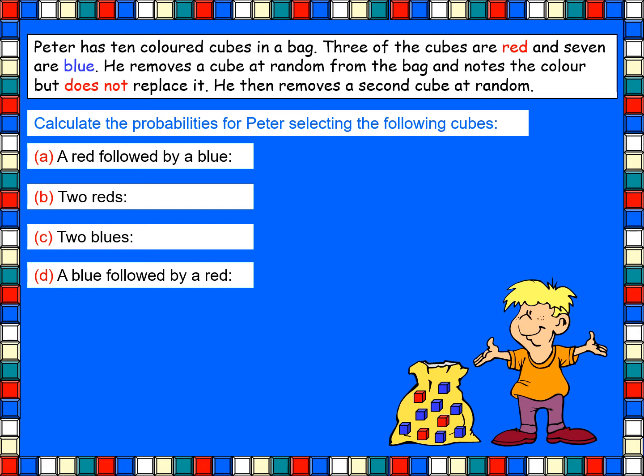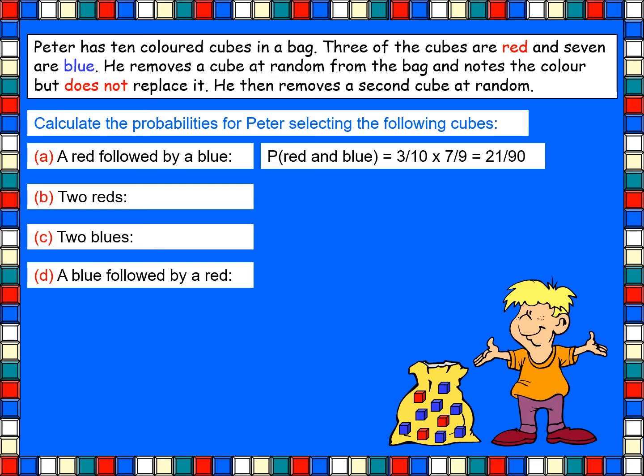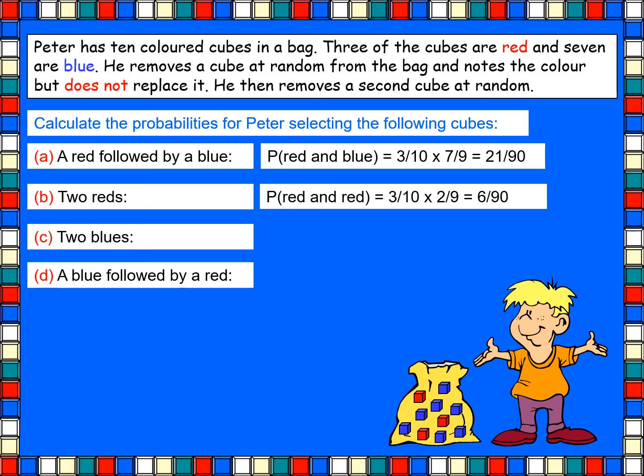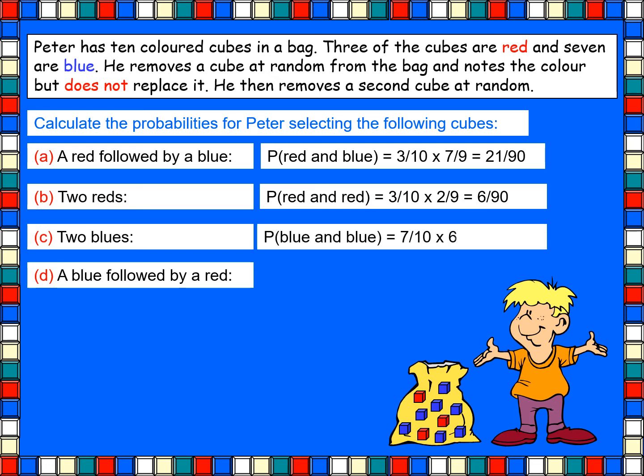And here they are. A red followed by a blue, which is 21 over 90. Again, I haven't simplified this time. It didn't ask me to. It's an exam question. I wasn't asked to, so I haven't simplified. 2 reds. What I will pick up on here, look, is by getting a red, first of all, not only have the amount of cubes gone from 10 to 9, but the amount of reds has gone from 3 to 2. 2 blues. And finally, a blue followed by a red.